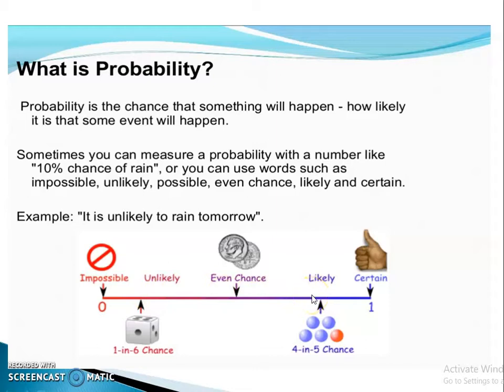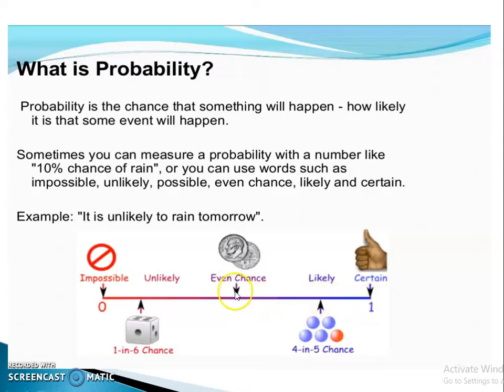For example, in a draw of a fair cubical die, the probability of getting one dot is 1 by 6, which is a low probability, so it is unlikely to occur. Whereas drawing a blue ball from a bag containing 5 balls, the probability is 4 out of 5, which is likely to occur and has a high probability. If an event is sure to occur, then its probability is equal to 1.